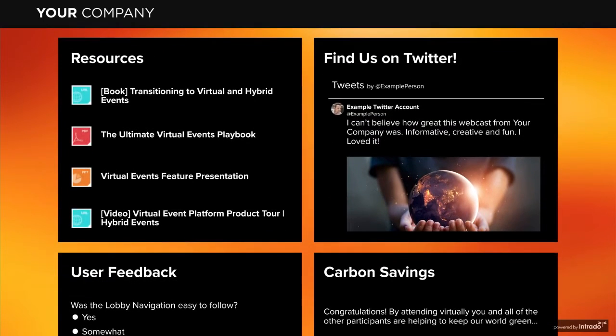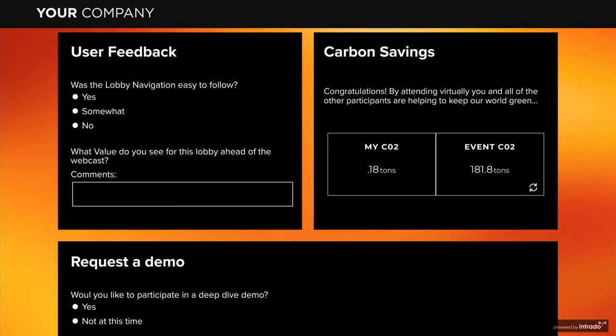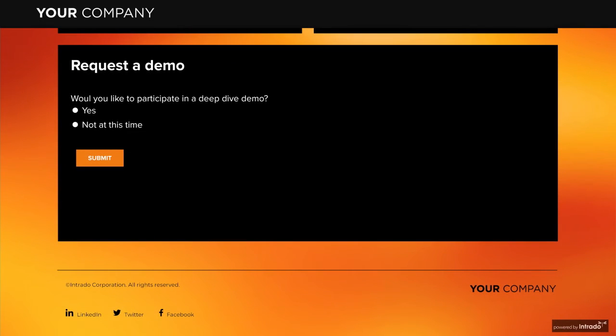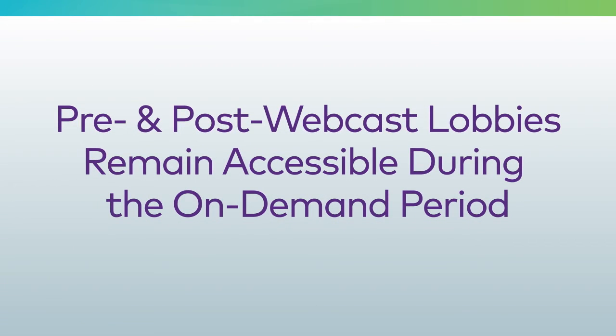After your webcast is complete, a post-webcast lobby starts the follow-up process immediately. At the conclusion of the webcast, attendees are placed into a lobby where they can fill out a post-webcast survey, download additional content, and register for upcoming and popular webcasts. As an important note, both pre- and post-webcast lobbies remain accessible during your presentation's on-demand period.